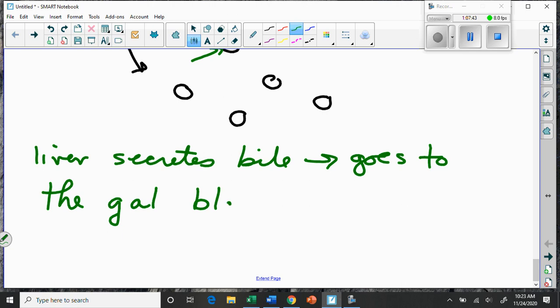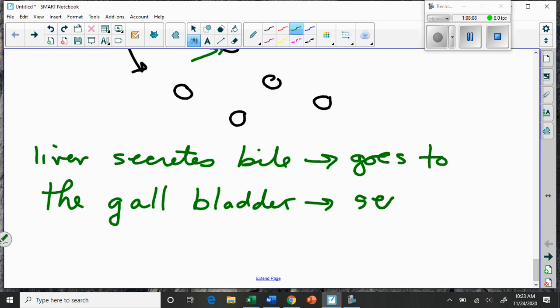Gall bladder. One L or two? I'm pretty sure it's one. And the gallbladder sort of holds on to, oh, it's two L's, my mistake.